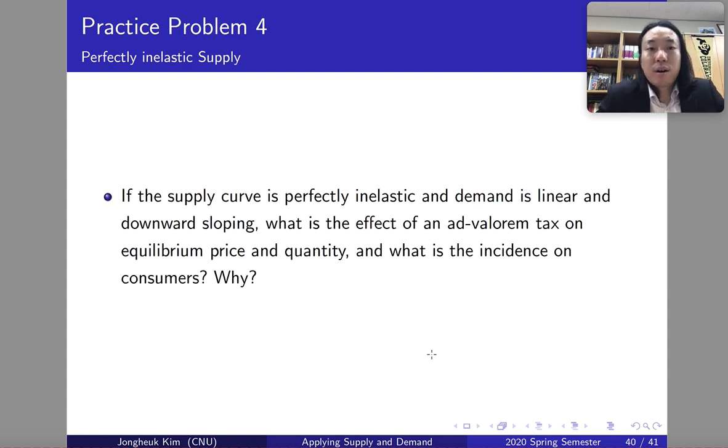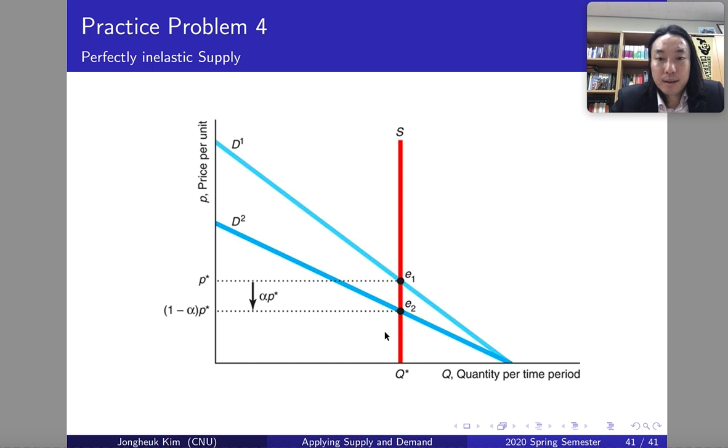So this is our last example. The supply curve is now perfectly inelastic, which means that your supply curve will be a vertical line, and the demand curve is normal. So what is the effect of ad valorem tax on the equilibrium price? Let's see that. The supply curve is the same, but the demand curve will change from D1 to D2. So the slope is going down, right? So the price level will change from P star to (1 - alpha) times P star. Alpha is now the amount of ad valorem tax.